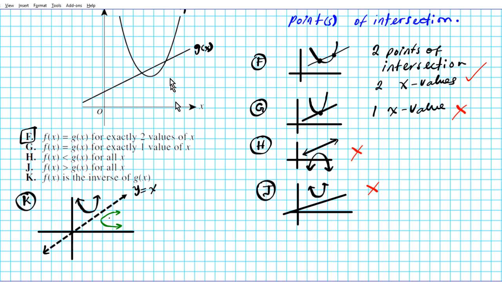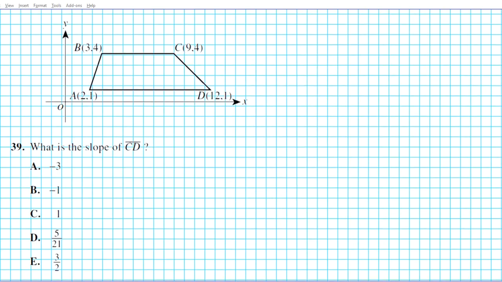So if you take a look at f and g, one is linear, one is quadratic. They're not inverses of one another. So we can clearly see that option K is not the answer to this question.